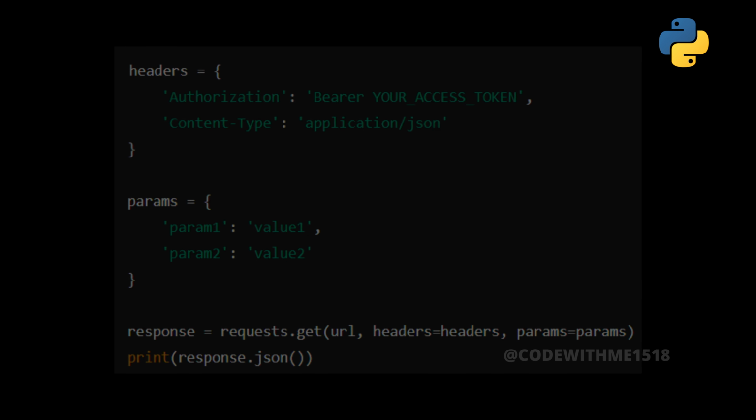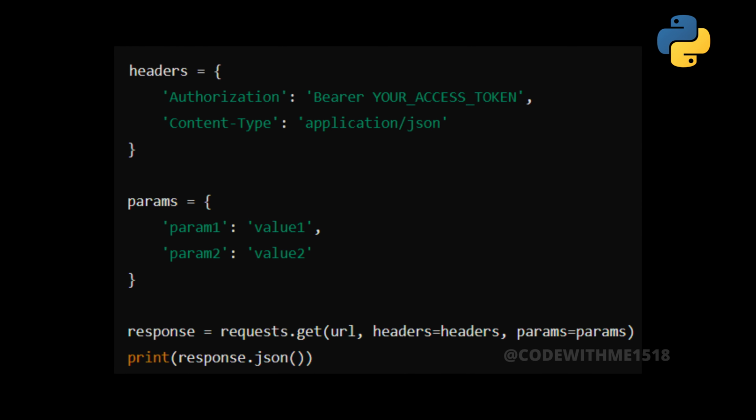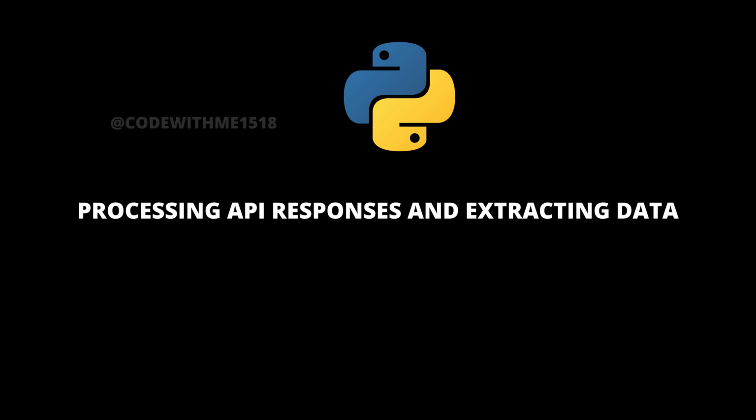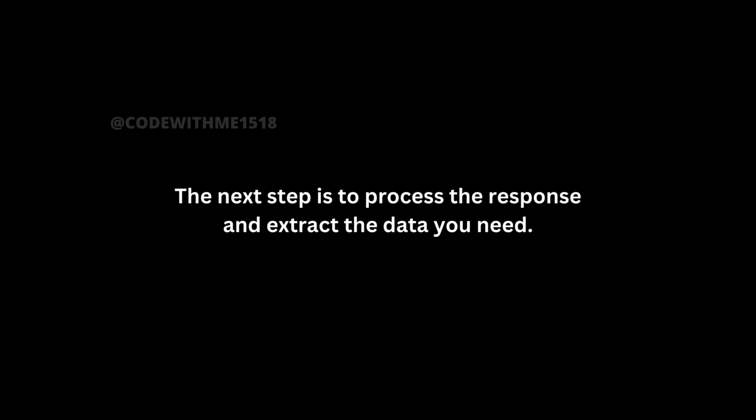You can also add headers and parameters to your requests. In this example, we include headers for authorization and content type, and parameters to specify the data we want to retrieve. After making a request and receiving a response, the next step is to process the response and extract the data you need.